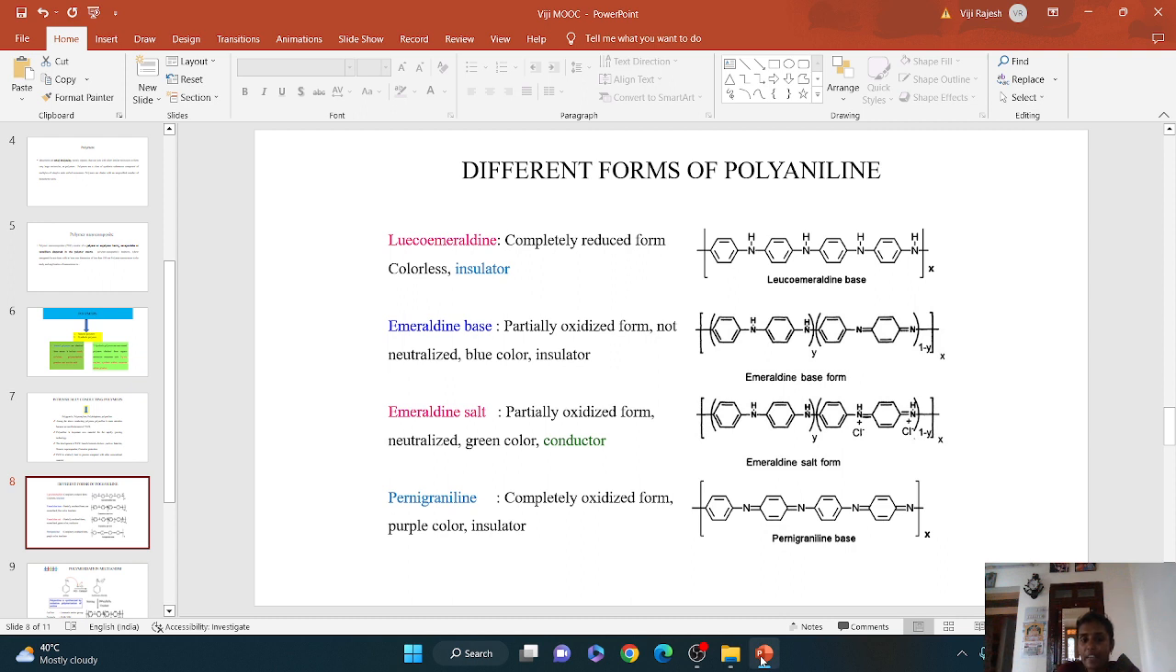It is called pernigraniline. It is purple in color and an insulator.